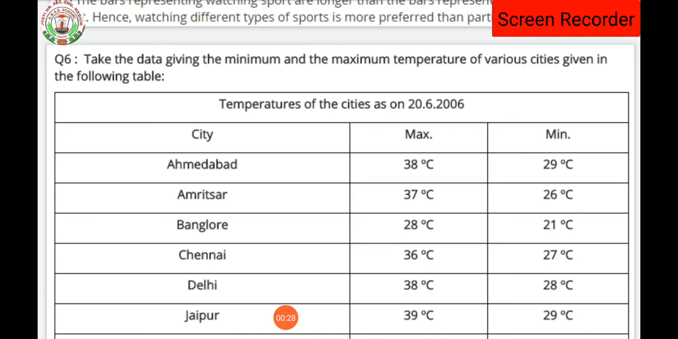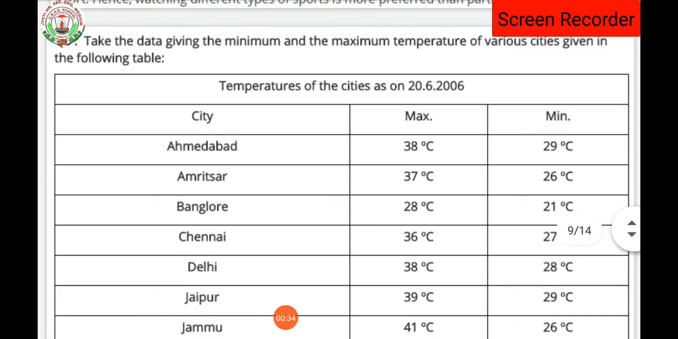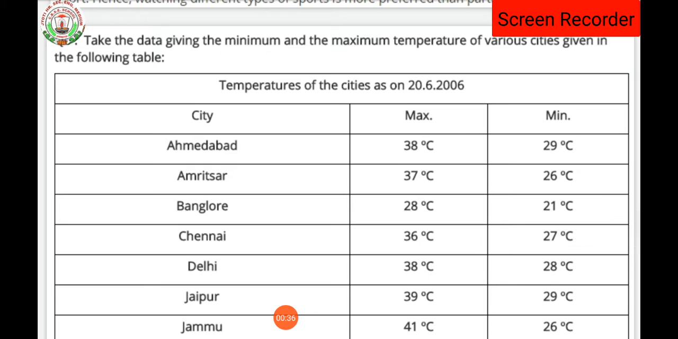Take the data giving the maximum and the minimum temperature of various cities in the following table. So here maximum and minimum temperature is being given, that means a double graph will be there, isn't it?